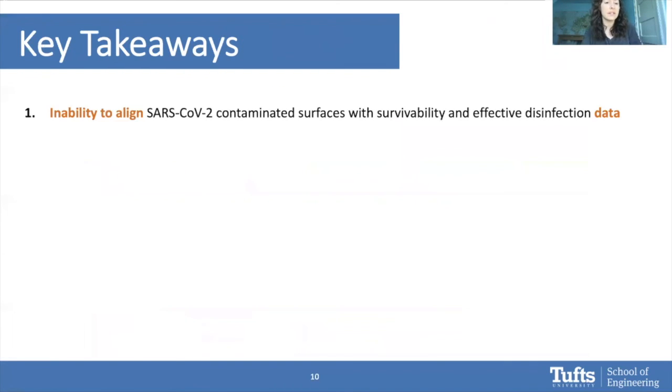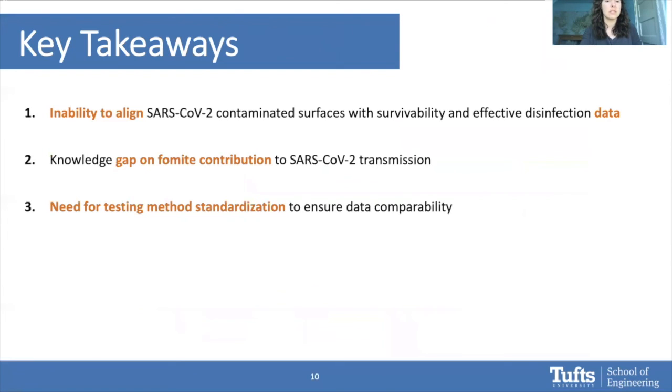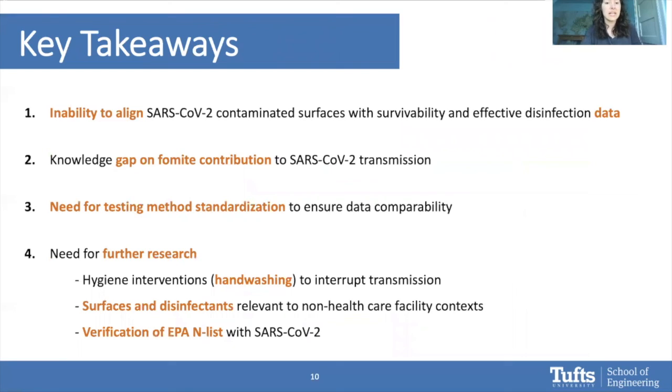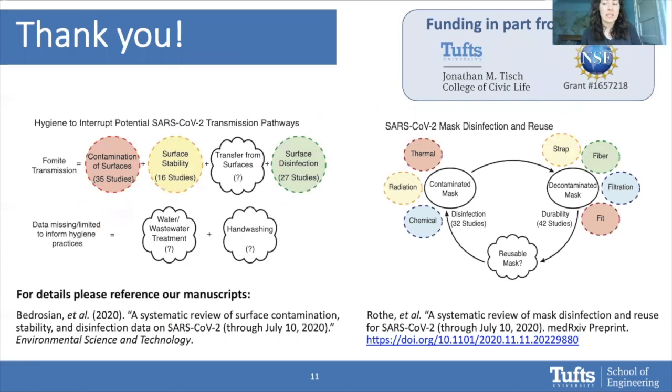So key takeaways are that there's an inability to align where contaminated surfaces are with the survivability data with how to conduct effective disinfection. We have a knowledge gap on fomite contribution to SARS-CoV-2 transmission, a need to standardize test methods for comparability of data, and further research needed on hand washing, surfaces, and disinfectants relevant to non-healthcare facility contexts, and verification of the EPA N list.